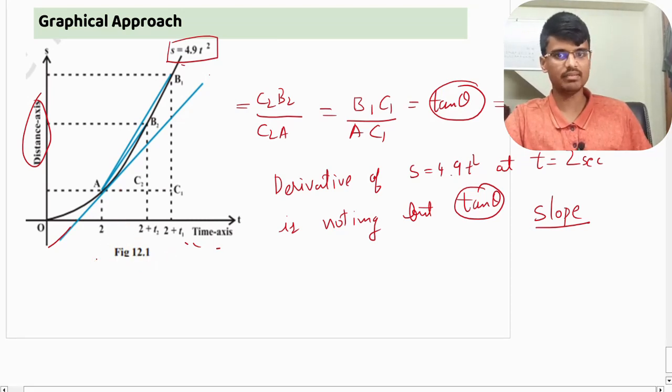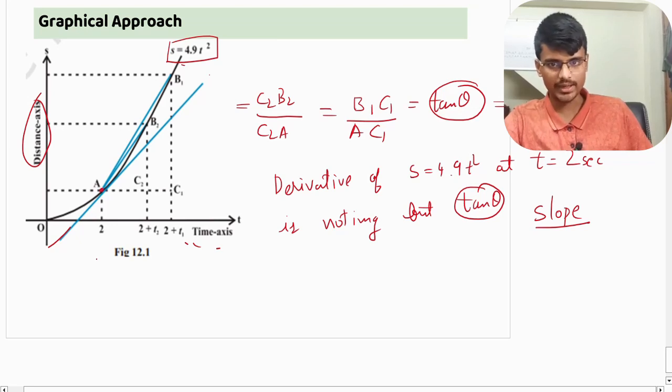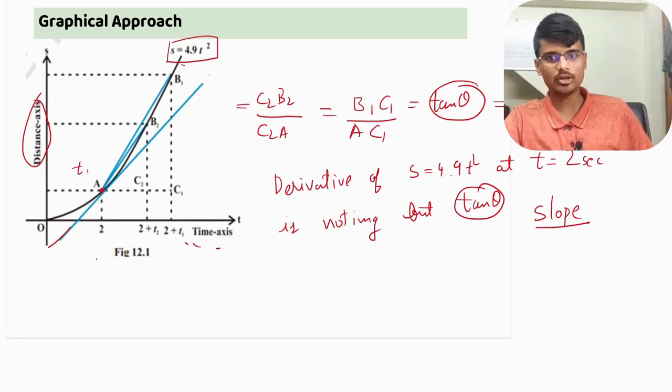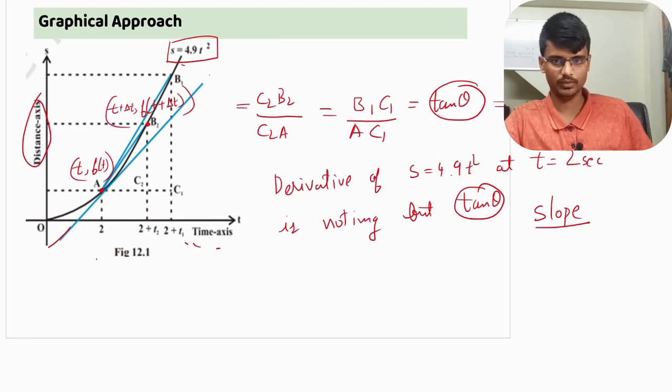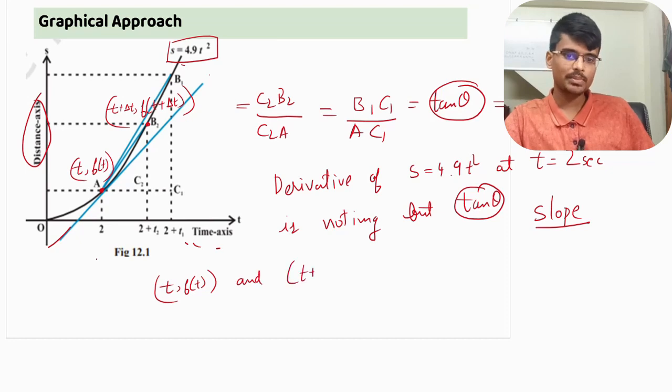Okay, so this is our distance time graph. Let me take this point as t comma f of t. t is the time and f of t is the distance. And let me take this other point as t plus delta t comma f of t plus delta t. So we have got 2 points, t comma f of t and t plus delta t comma f of t plus delta t.